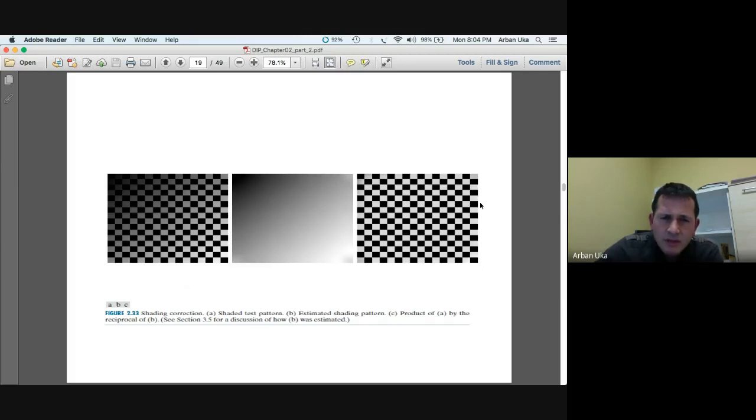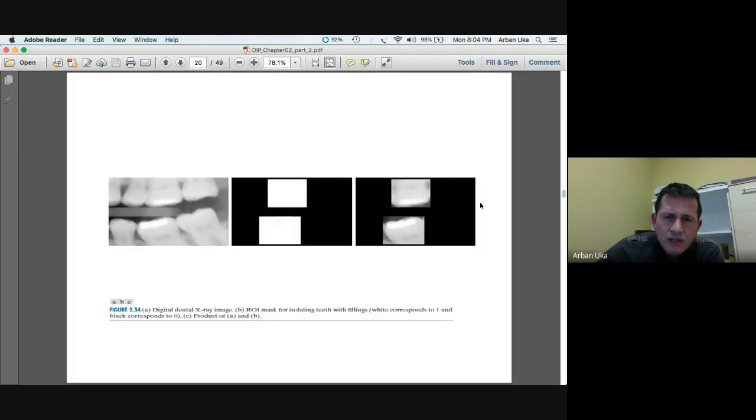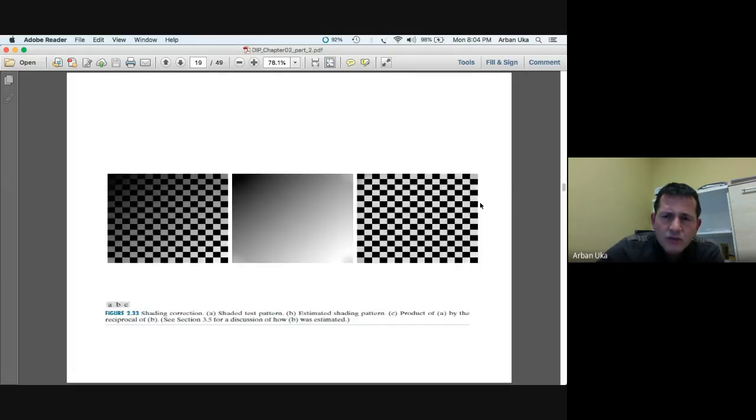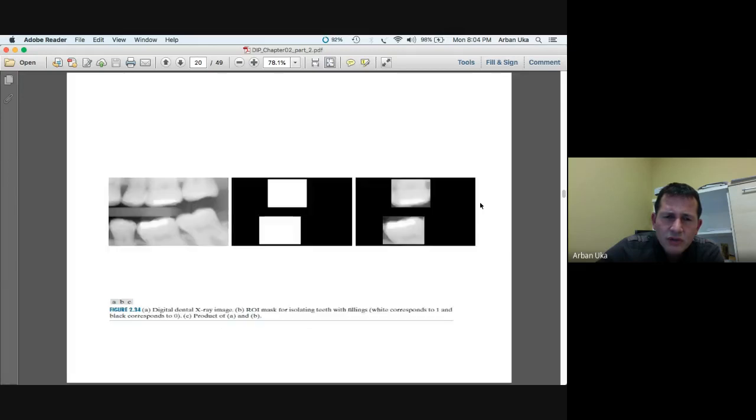But the image on the very left side is non-uniform. We can obtain the background light, which is the middle image, and then we can divide the original image by the middle one, and finally we can get the image on the right side, which now has a uniform illumination all across the image. Now, here we see different types of approaches which can be used in X-ray images.